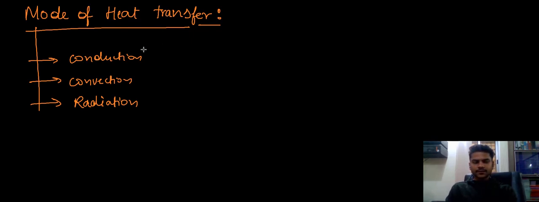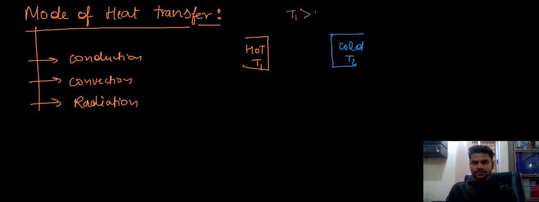The mode of transfer of heat will be called conduction if the medium particles are not moving. Let's say we are starting with a hot body having temperature T1, and there is a cold body right there having temperature T2, and obviously by default we say that T1 has to be greater than T2. Now the heat is going to be transferred from this T1 body to the T2 body, or the colder body. Let's say for facilitating that, we are putting across a solid block.